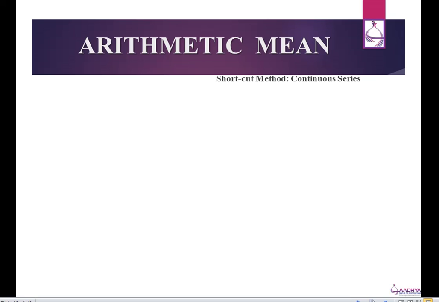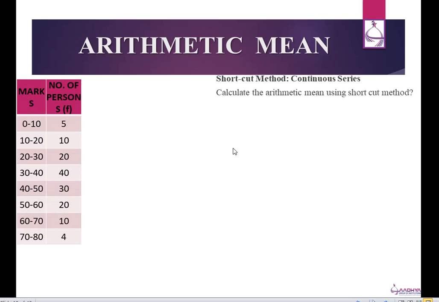Good morning, students. Today we are going to learn how to use the shortcut method to calculate arithmetic mean for the continuous series. First let's look at the problem which we are trying to solve and the method we are using to solve it. So we are given marks in class intervals.